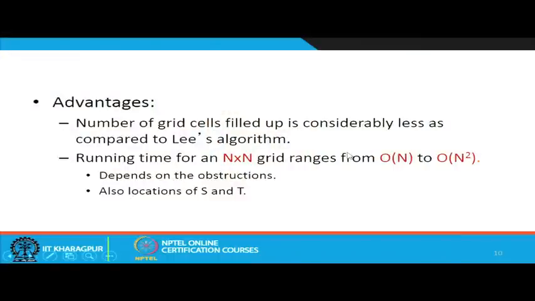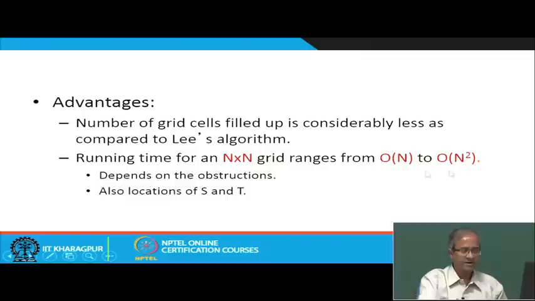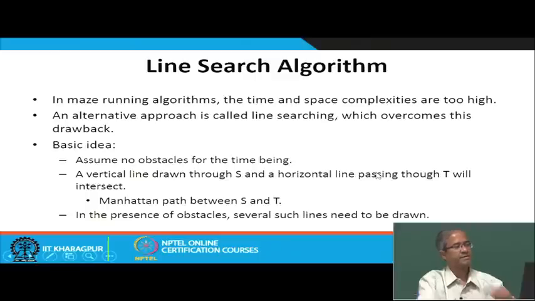So these are the advantages, this I have mentioned. And running time, of course, it is difficult to analyze exactly, but it has been found that for n by n grid, the running time for connecting 2 points ranges from order n, which is a linear time algorithm, to order n square. It of course depends on where the obstructions are located, which are the positions of S and T and so on, but this is the average case.